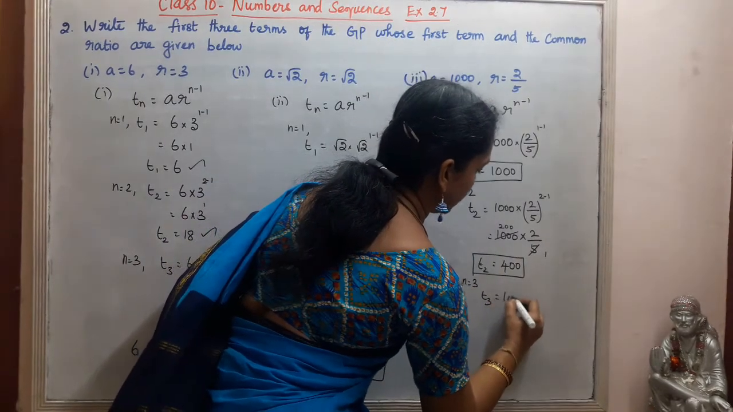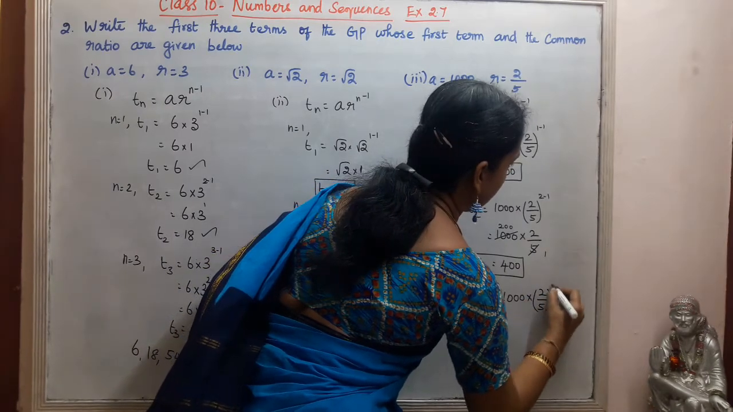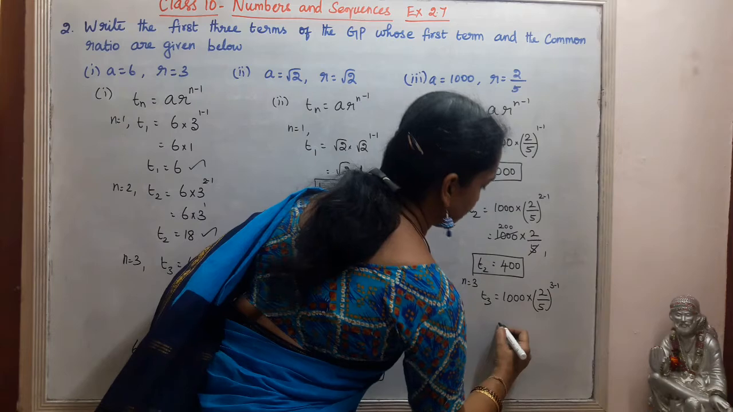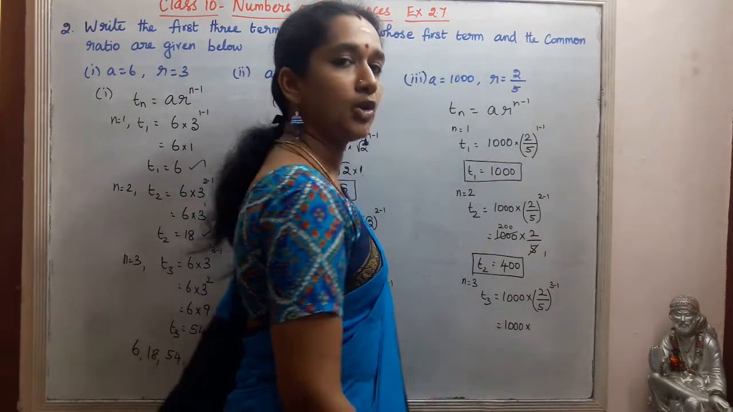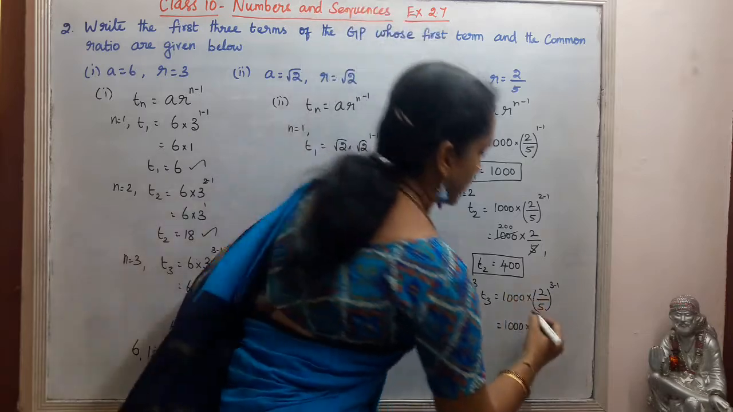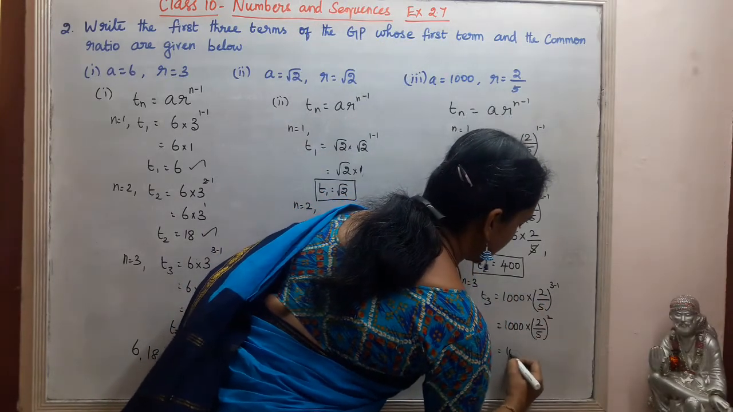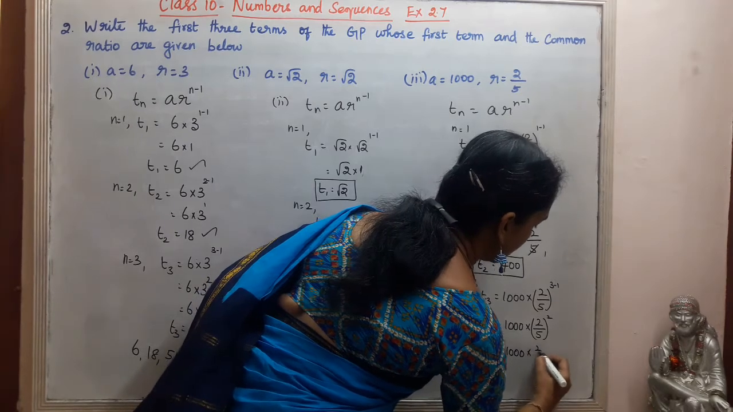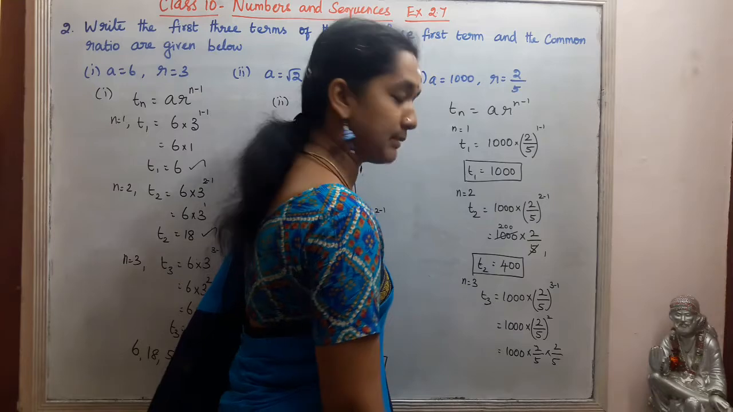Then n is equal to 3. T3 is equal to 1000 into 2 by 5 whole power 3 minus 1. So this is equal to 1000 into 2 by 5 whole power 2 we will get. So that is 2 by 5 whole power 2, that is equal to 1000 into 2 by 5 into 2 by 5. So this one we will simplify now.